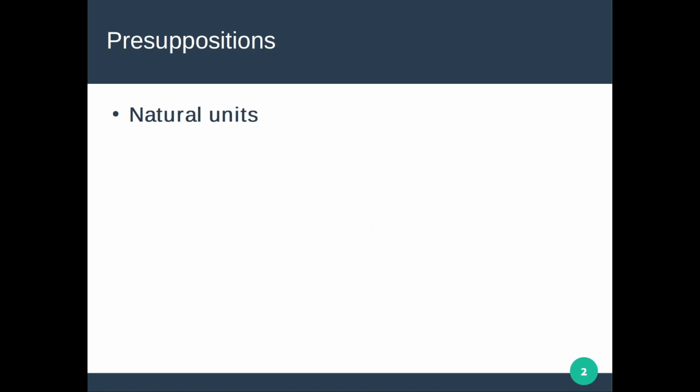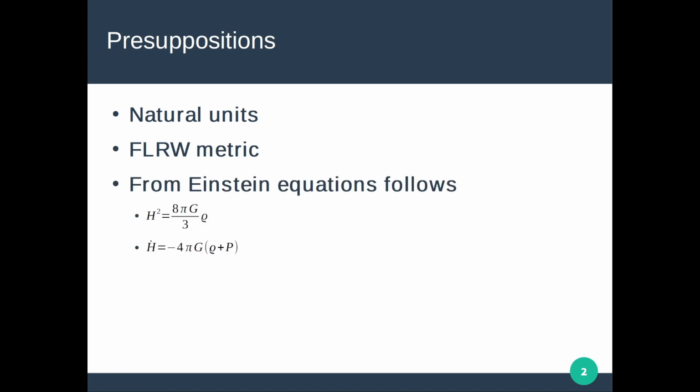Throughout the presentation I will be using natural units and an FLRW metric. I will also be using these relations for the Hubble parameter, which follow from the Einstein equations. In this case, rho is the energy density and P is the pressure of the inflaton field, which I will introduce now.